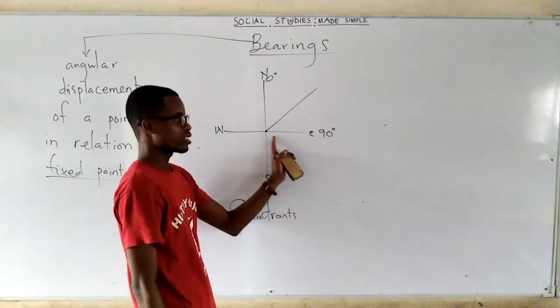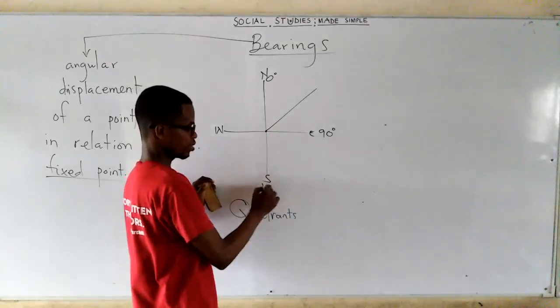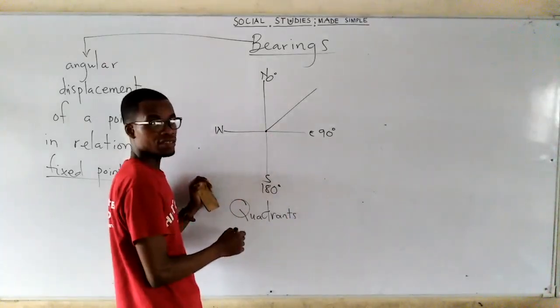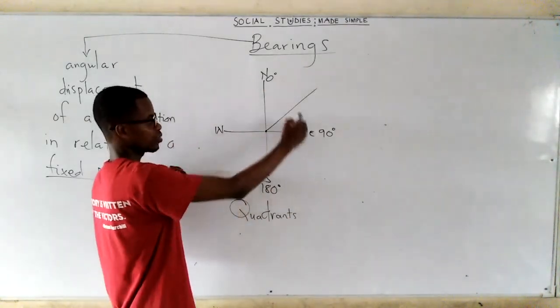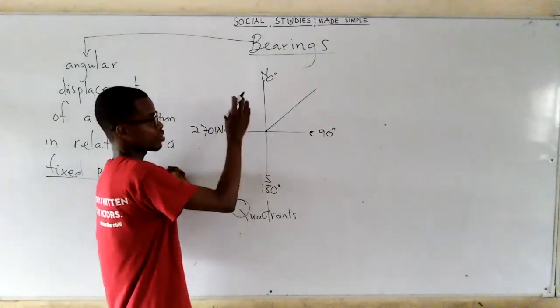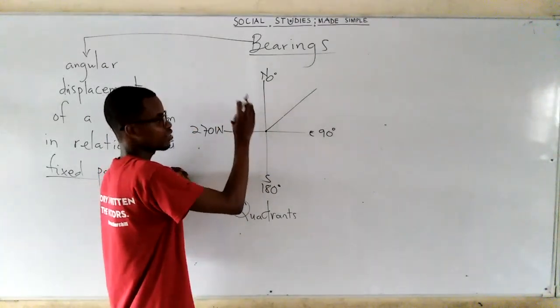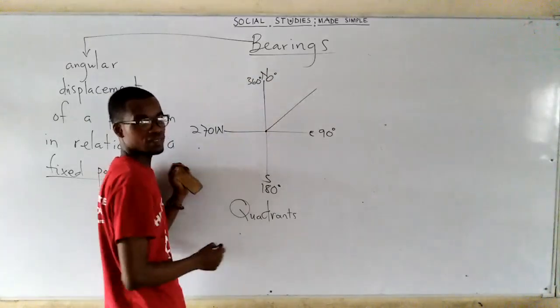If the journey occurred in the second quadrant, every angle we are going to get should be less than 180 degrees. If the journey occurred in the third quadrant, every angle we are going to get here should be less than 270 degrees. And if it occurs in the fourth quadrant, every angle we are going to get should be less than 360 degrees.